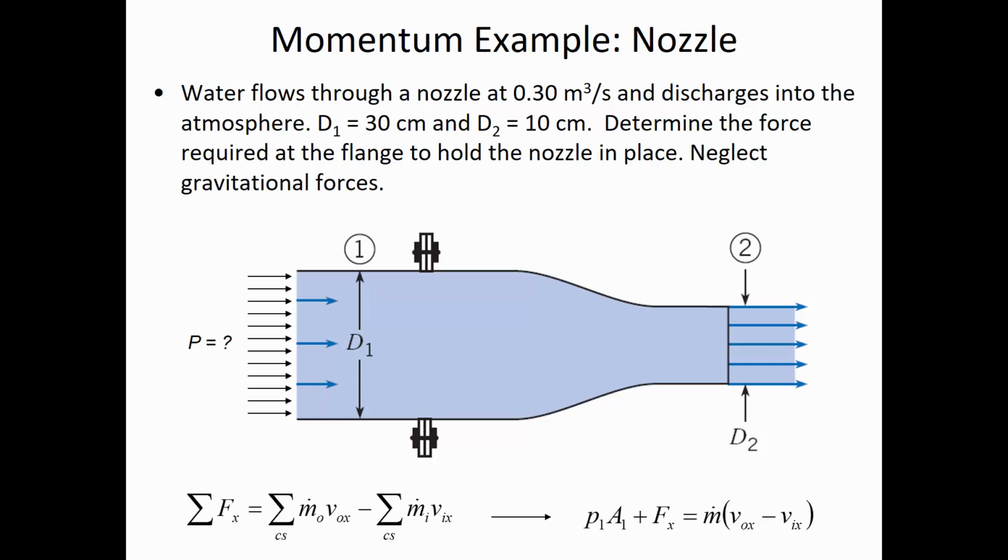You'll notice on the screen here I simplified the momentum equation a little bit. Since the mass flow rate's the same in and out, I just kind of factored it. So see, mass flow rate out, mass flow rate in. Since the mass flow rate isn't changing, I just factored that out, so you only have to write it the single time.